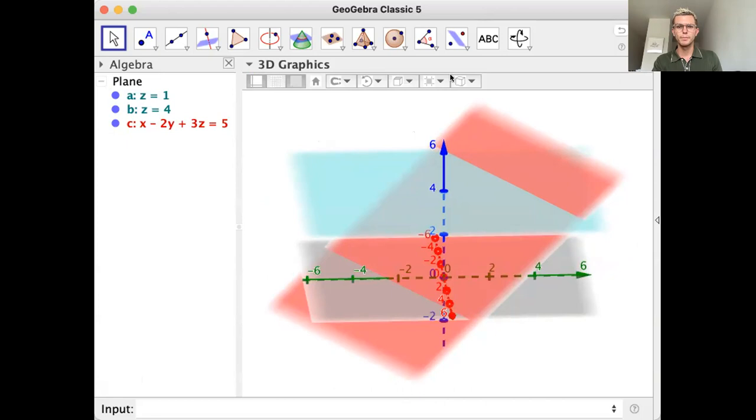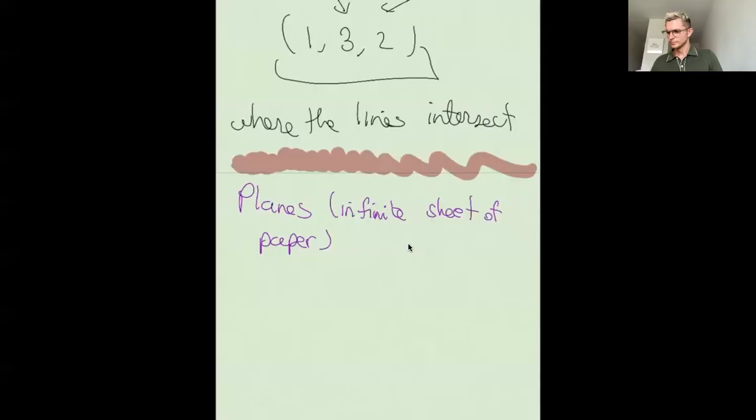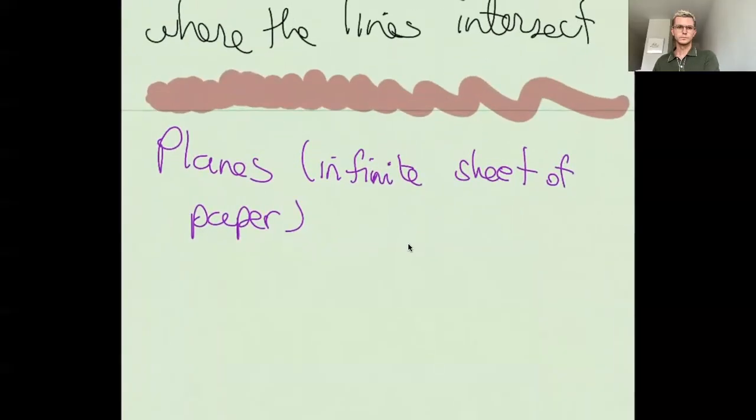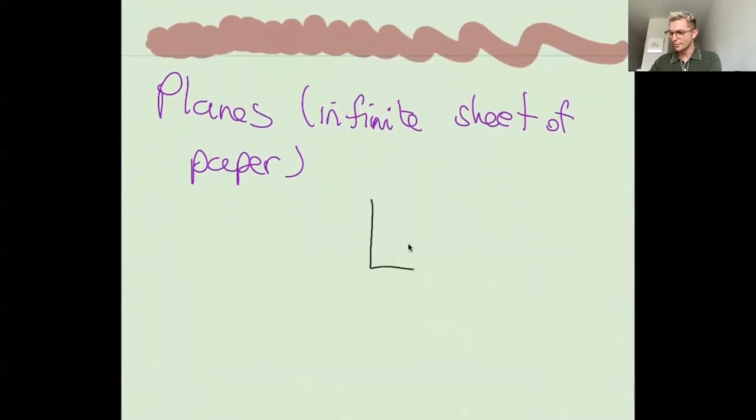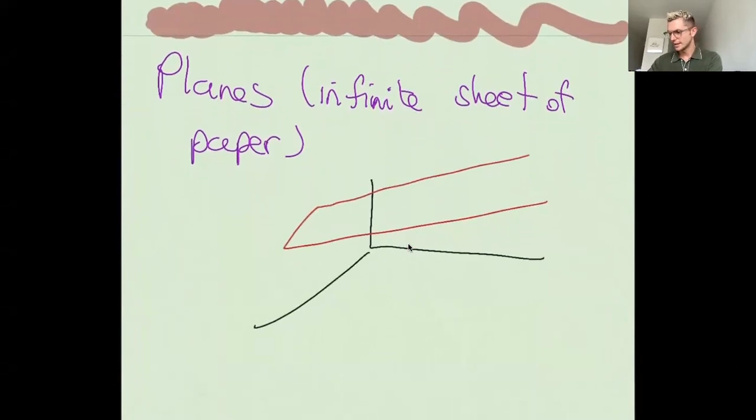So let me go back to the iPad. What I was saying is that if you think of planes as pieces of paper, then in order to specify a plane, what we will typically use is a normal vector, n, which is a vector perpendicular to the plane.